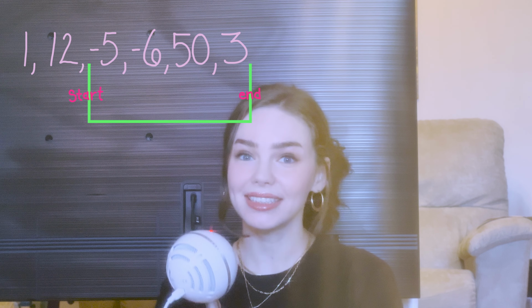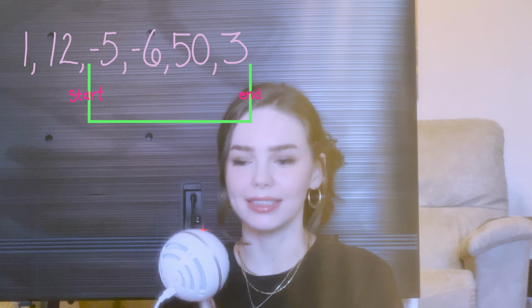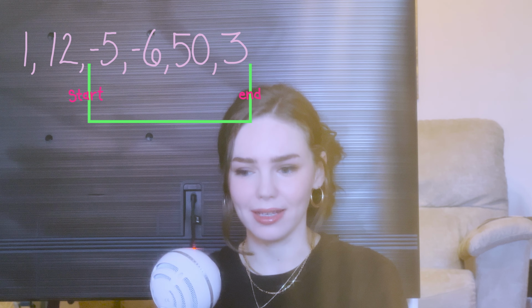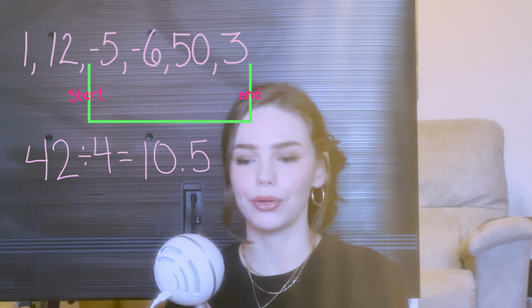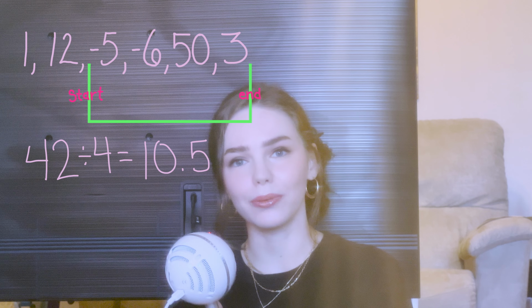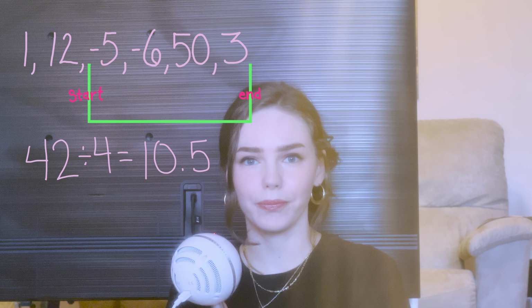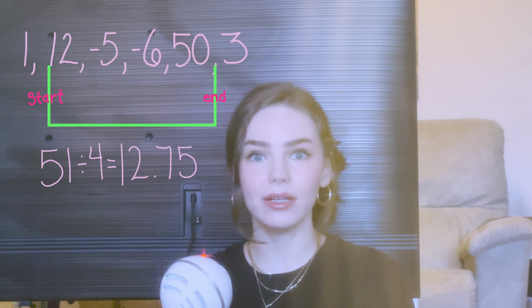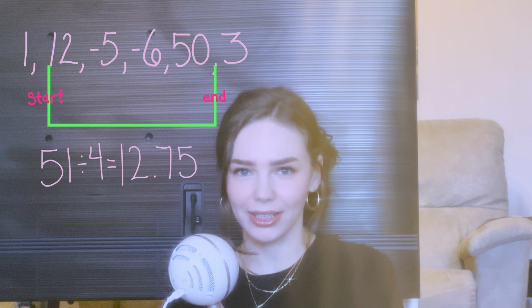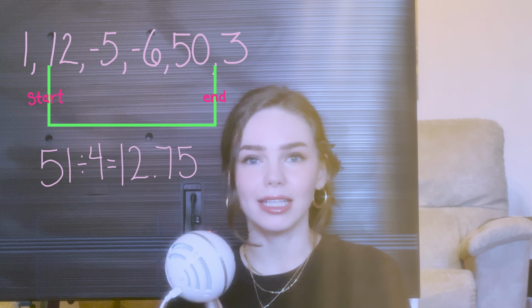So our last subarray of this array is -5, -6, 50, and 3. That gives us a total of 42. We divide that by 4, and that's going to be equal to 10.5. So we know that our middle subarray of 12, -5, -6, and 50 is going to be the subarray with the largest average.